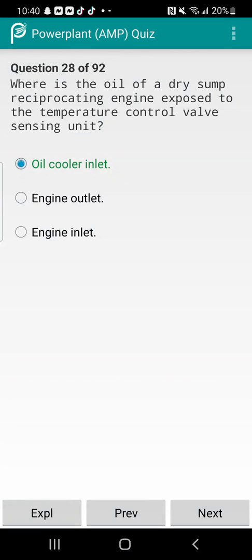Where is the oil of a dry sump reciprocating engine oil exposed to the temperature control valve sensing unit? Oil cooler inlet.